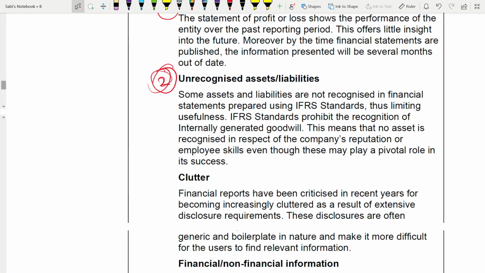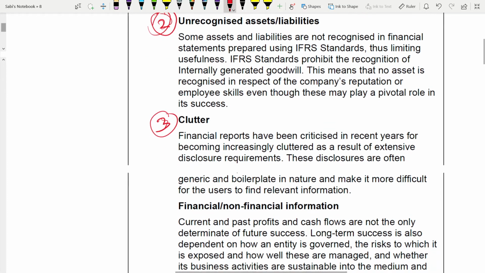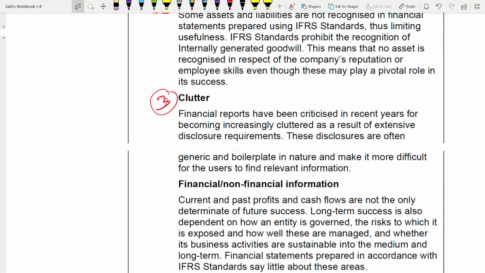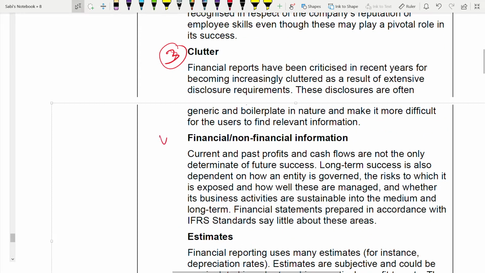Number three, clutter. This is very easy to understand. Now stakeholders want extensive disclosure. So companies are disclosing so much that stakeholders find it very difficult to tell what is important and what is not, because everything is disclosed. So, clutter.